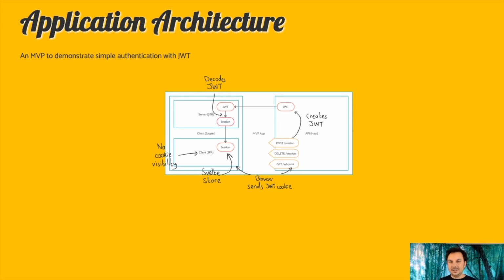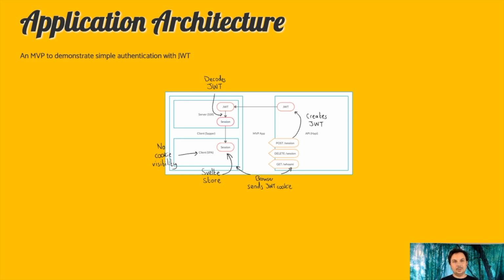The client in this instance has no cookie visibility whatsoever. It lives in the browser, so it will get sent with every request to the API, but the JavaScript application on the client side cannot see this cookie. It is purely the SSR side, the server-side part of Sapper's responsibility to take the cookie, decode the contents, and then place them in the session store.